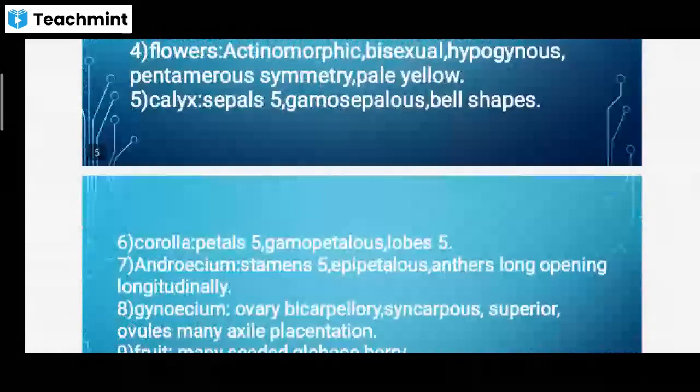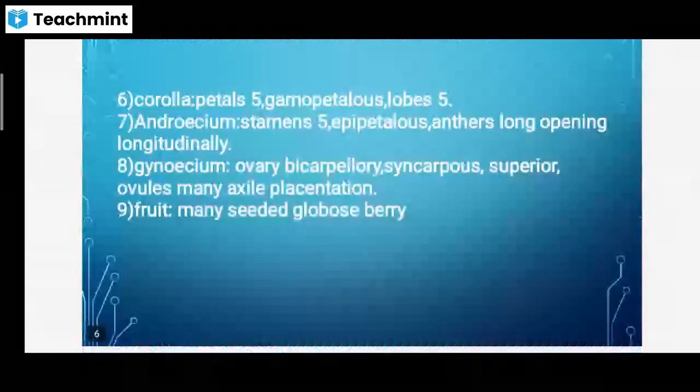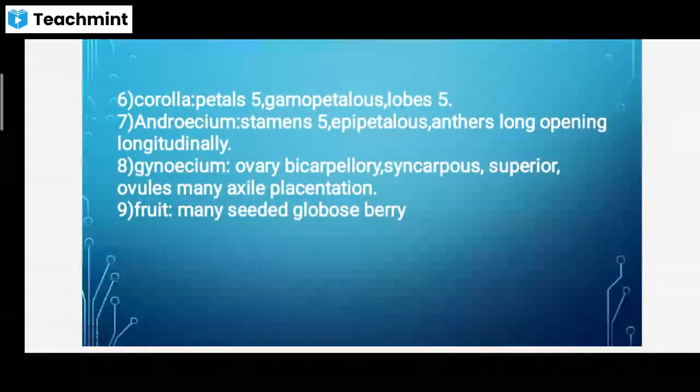Androecium are 5 stamens, epipetalous, anthers are long, opening longitudinally. Gynoecium, ovary bicarpellary, syncarpous, superior, ovules many, axile placentation. Fruits many seeded, globose berry.